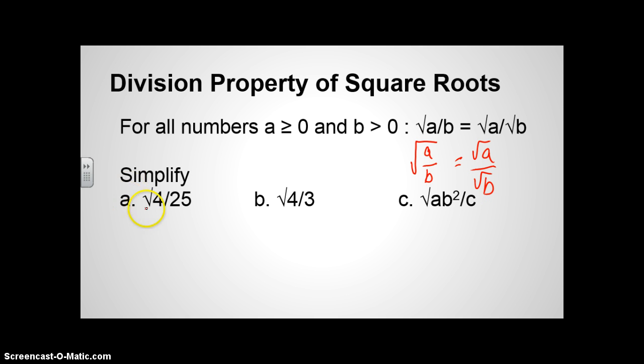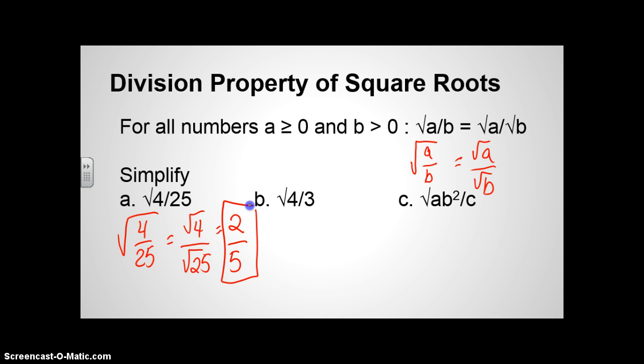Let's look at the first one. We're going to simplify the square root of 4 over 25. So what it really looks like is this, square root of 4 over 25. So think of it like this. The square root of 4 over the square root of 25. Is 4 a perfect square number? Yes. Square root of 4 is 2. 25 is also a perfect square number. Square root of 25 is going to give me 5. So my final answer for A is 2/5.